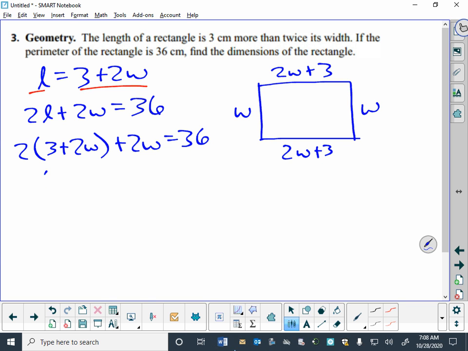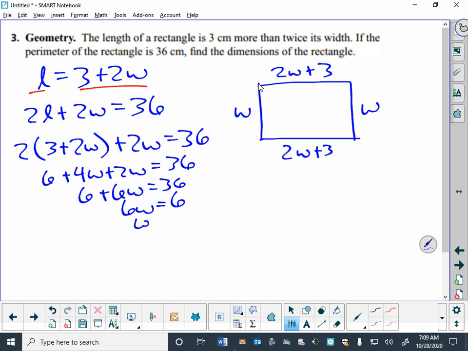So that looks like 6 plus 4W plus 2W is 36. So 6 plus 6W is 36, 6W is 30, sorry. I'm going to subtract the 6 from both sides, and so W would be 5, that's the width is 5.